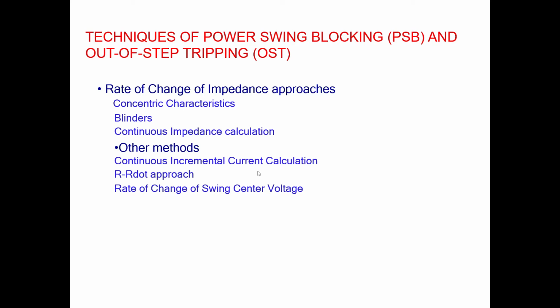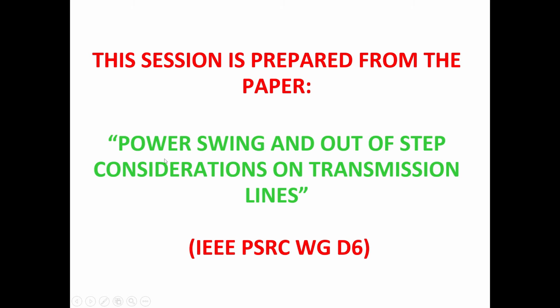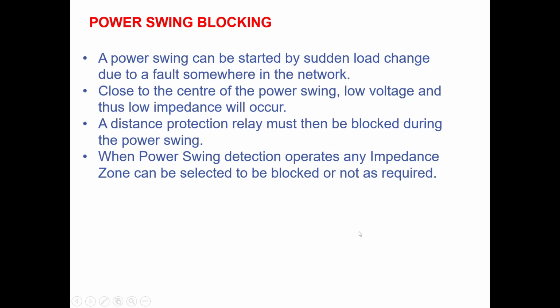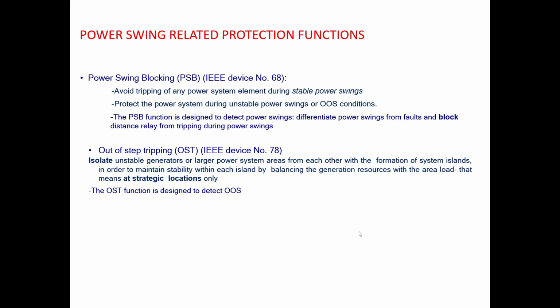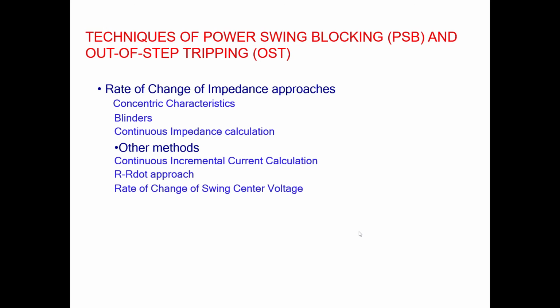Basically, all these power swing detection methods and power swing blocking methods are discussed in greater detail in the paper which I have already explained earlier, Power Swing and Out of Step Considerations on Transmission Lines, IEEE PSRC Working Group D6. In this paper, it is explained in great detail. All the mathematical derivations and concepts are given over there.